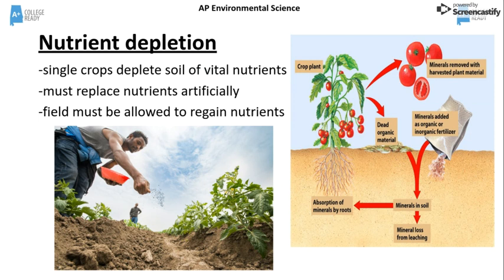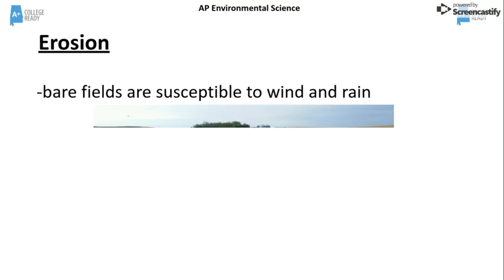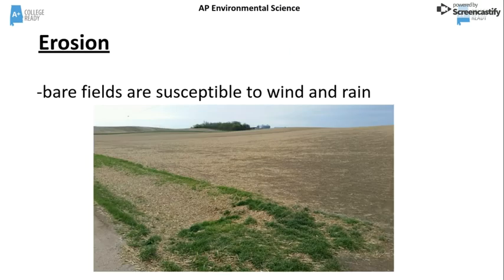Nutrient depletion occurs when crops incorporate nutrients into their tissues, essentially removing them from the soil. The nutrients in the soil must be replenished, usually by fertilizers. Erosion occurs when land is bare and wind and rain blow off the layers of the soil.